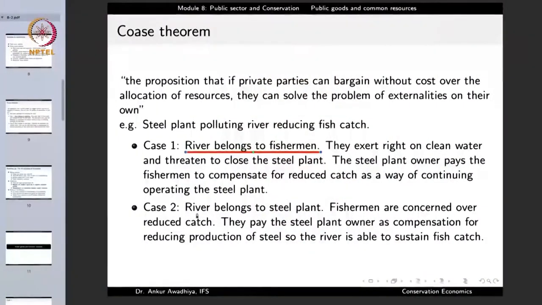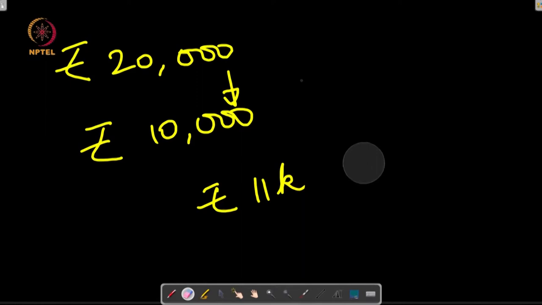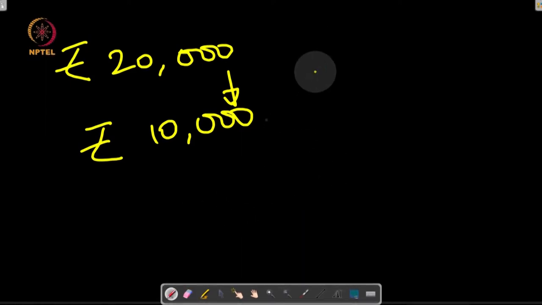Another option is when the river belongs to the steel plant. Now, in this case, the fishermen are concerned about the reduced catch. So what is happening is that the fishermen find that their catch has gone down by 10,000 rupees. And because the steel plant owner is also owning the river, he can pollute as much as he wants. So now what these people will do is tell the steel plant owner that we are going to pay you something.